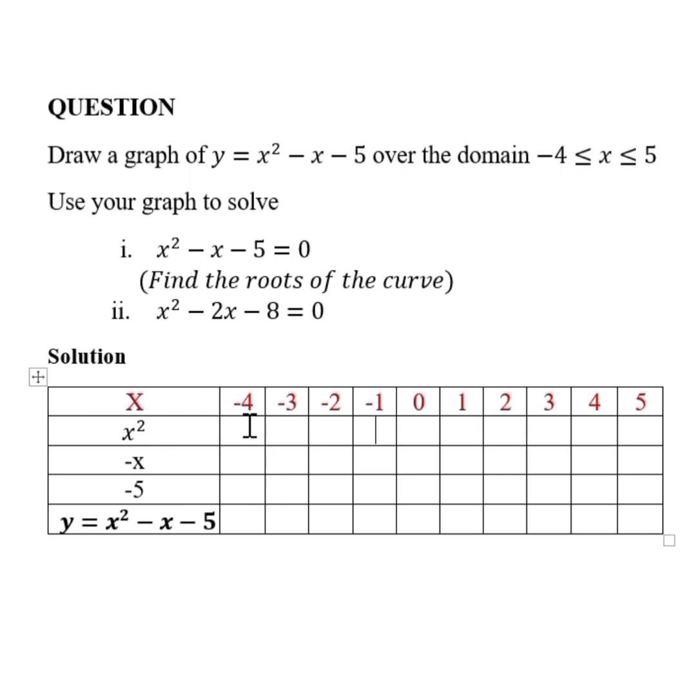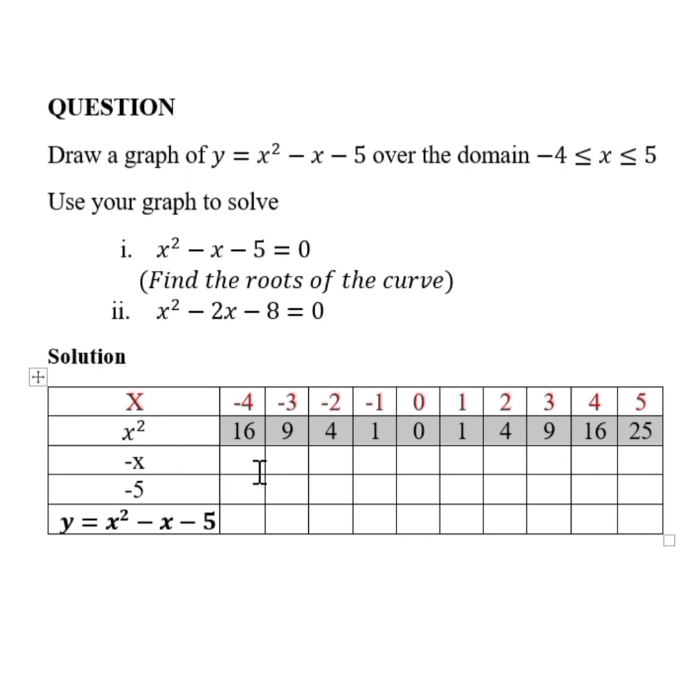For x squared, you keep squaring these values to get the values right here. So -4 squared gives us 16, -3 squared gives us 9, -2 squared gives us 4, this gives us 1, 0, 1, 2 squared gives us 4, 9, 16, and then 25.